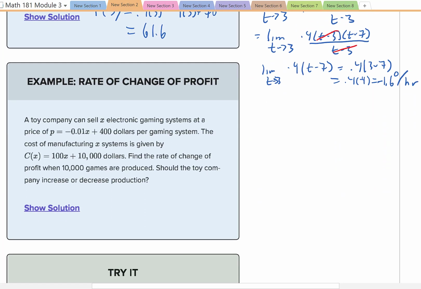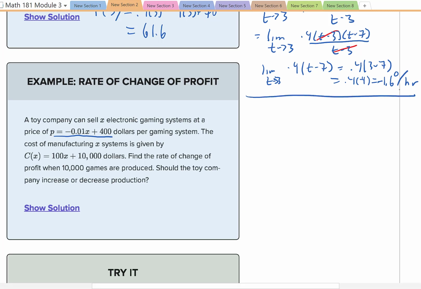Rate of change of profit. So they give this: a toy company can sell x electronic gaming systems at the price P equals negative 0.01x plus $400 per gaming system. That's the price to sell one. The cost of manufacturing x systems is going to be C of x, which is 100 times x plus $10,000. Find the rate of change of profit when 10,000 games are produced.